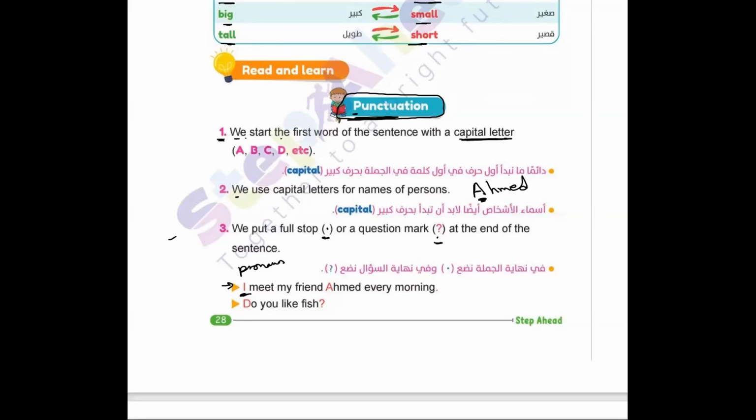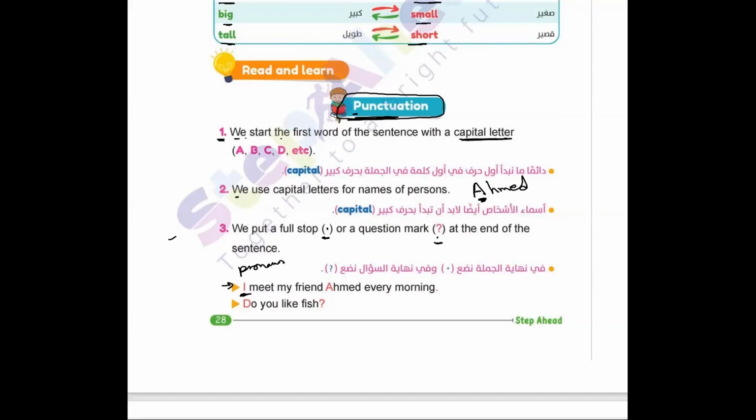لو كانت في نص السنتس، لو كانت في آخر السنتس or at the end of the sentence. حتى لو نهاية السنتس، لازم تكون capital. pronoun الضمير I طول الوقت capital letter anywhere in the sentence.